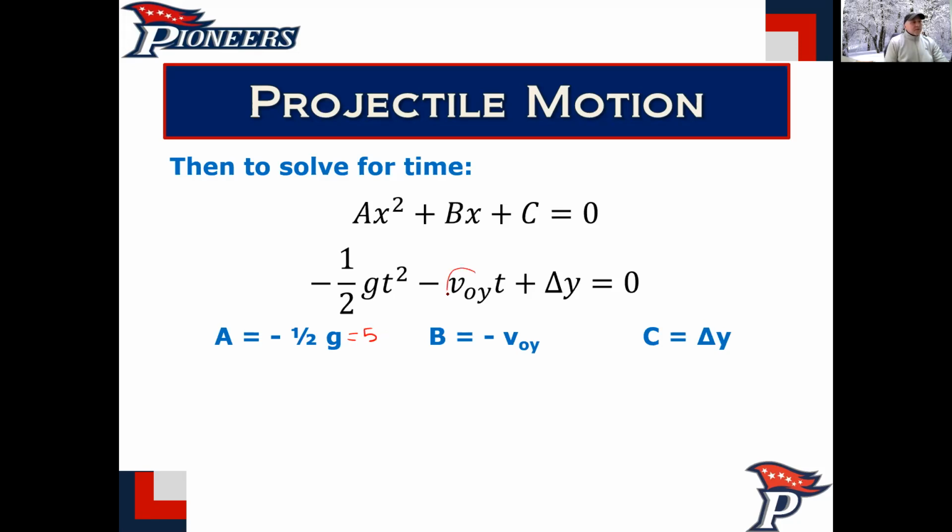This is always going to be different. And for us, there are problems we won't do. Again, it was kind of beyond high school. We're always launching up, but we could launch things down. And if we launch something down at an angle, that would make this a negative number to put in to begin with.